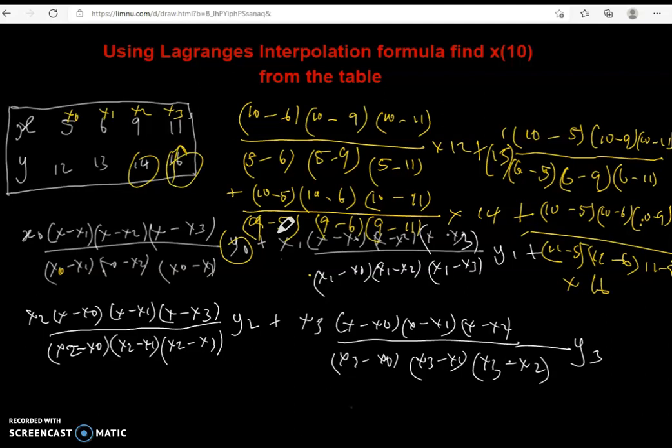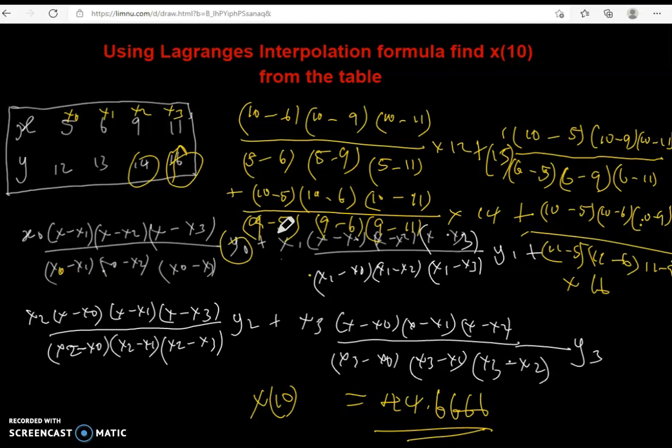Let us do that, and if you do that, you will have 44.6666, and this will be the solution of x at 10. So x at 10 is equal to 44.6666, and this is how we use the Lagrange's interpolation formula to find certain values when we have unequal intervals. Hope you have enjoyed the video.